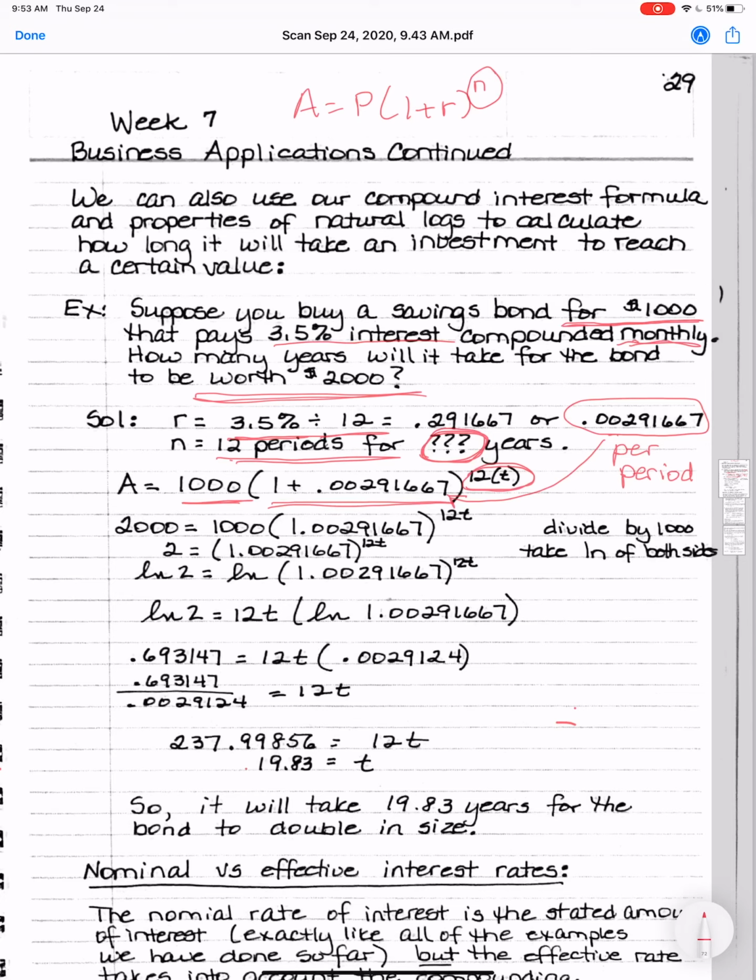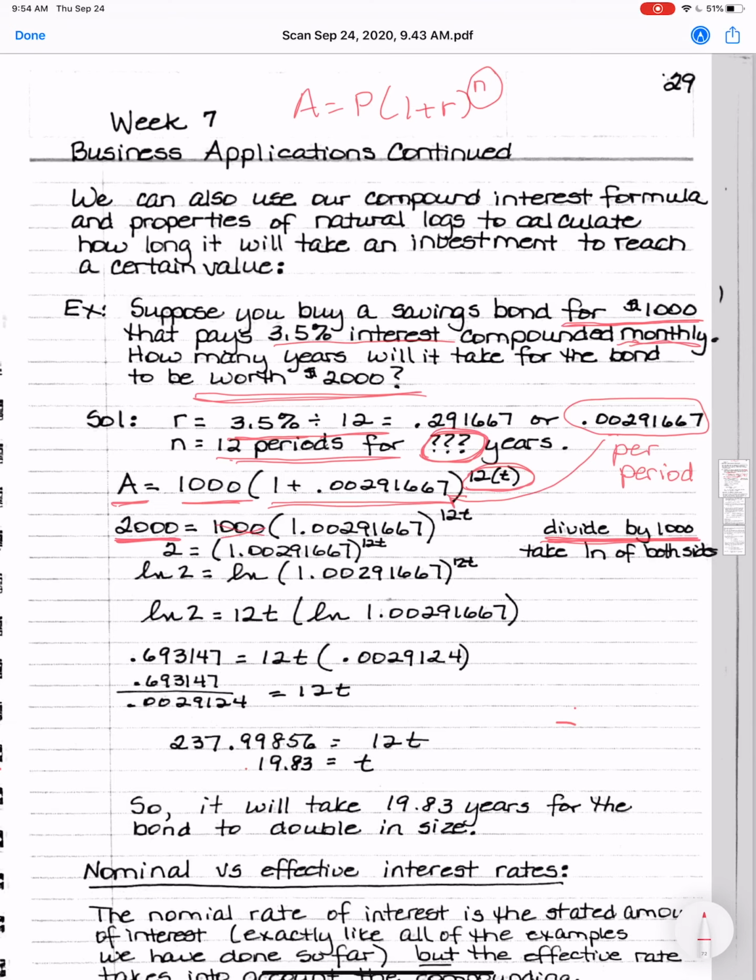We know our A, our future value, we want it to grow to 2,000. So that's going to equal 1,000 times 1.00291667 to the 12T. And then let's divide both sides by 1,000. So we're going to be left with 2 equals 1.00291667 to the 12T.